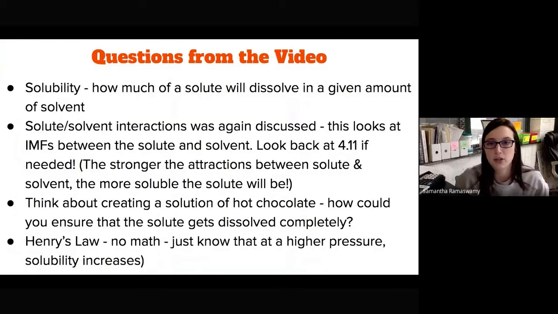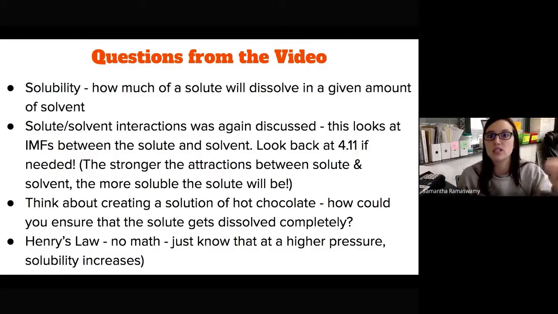Before we get into solubility curves, I just wanted to go over some questions from the video. And a lot of the questions were more specific questions. So I'm going to try to talk about everything in very broad terms, and then I'll try to get specific when needed. So as we continue to talk about solubility, remember that solubility is how much of a solute will dissolve in a given amount of solvent.